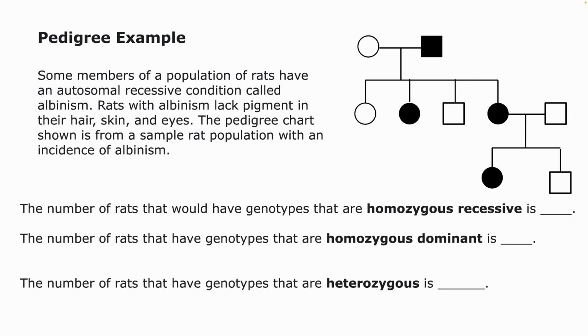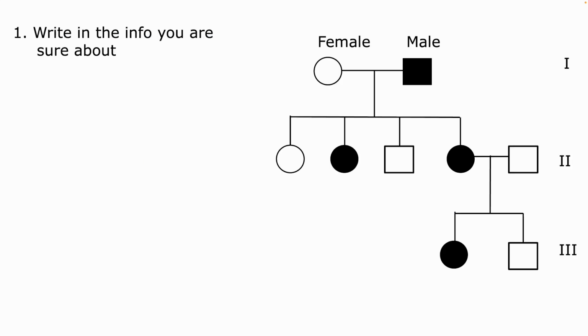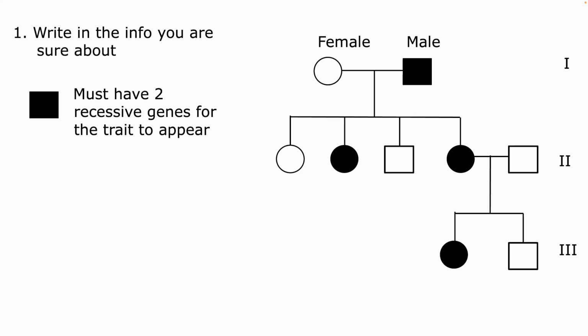We are going to examine the number of rats that would have genotypes which are homozygous recessive, homozygous dominant, or heterozygous. Keep in mind the trait we are looking at is recessive. To begin, write in the information that you are sure about. Remember, circles are female and squares represent males.